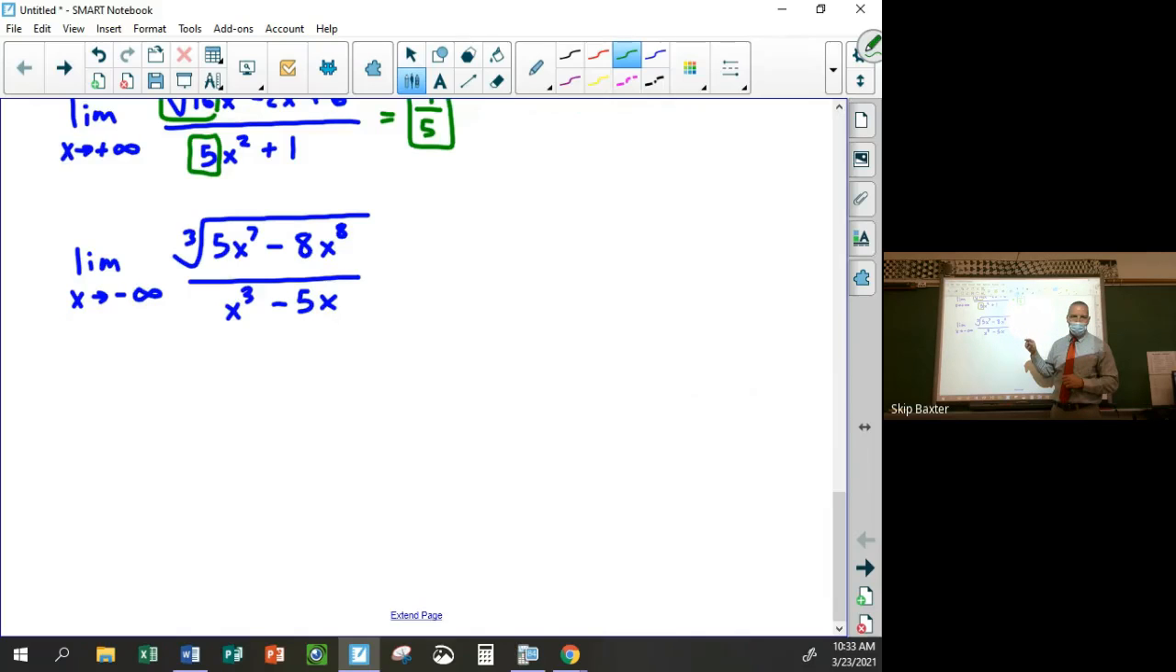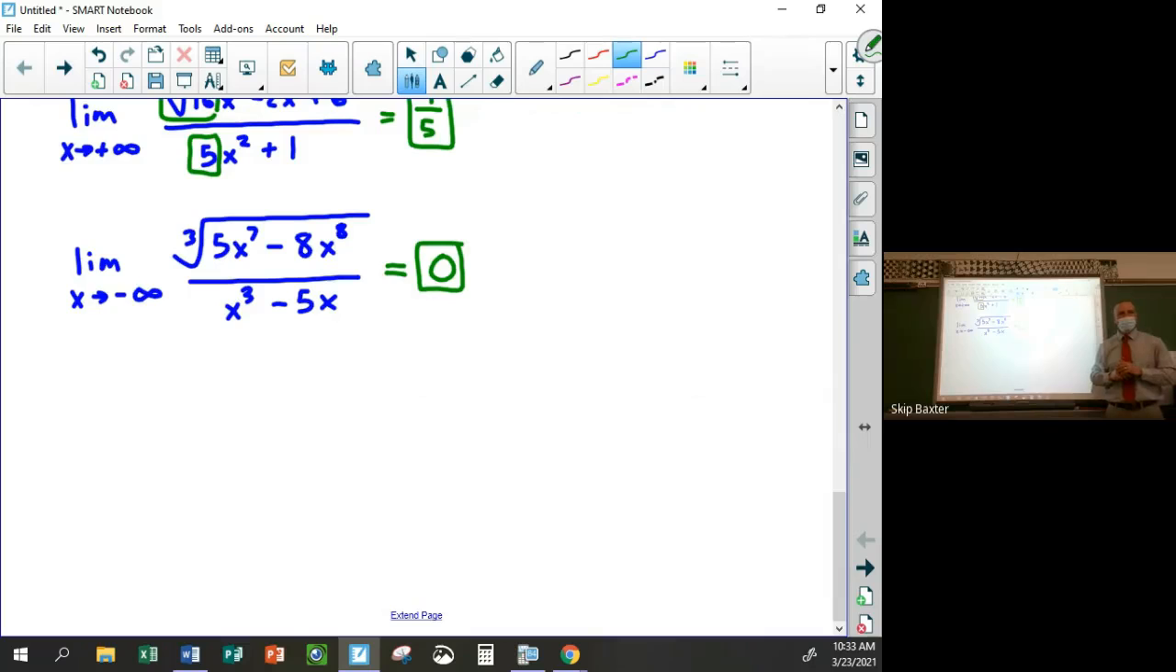What's the highest power on the bottom? 3. Which is bigger, 8/3 or 3? 3 is. This is 9/3. 8/3, 9/3. So if the bottom is bigger, what's the limit? 0. This answer is 0, simply because the bottom has a higher power than the top does. Even though that's an 8, it's really an 8/3 because this is a cube root. Following me here? Now, if this happened to be x squared, then the answer would be does not exist because the top has a power of 8/3, so the top would be growing faster than the bottom.